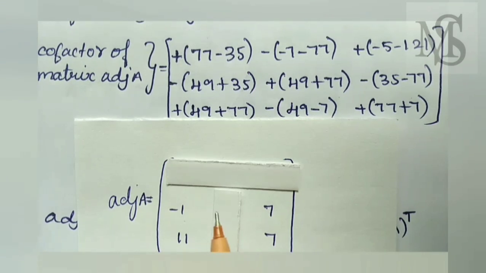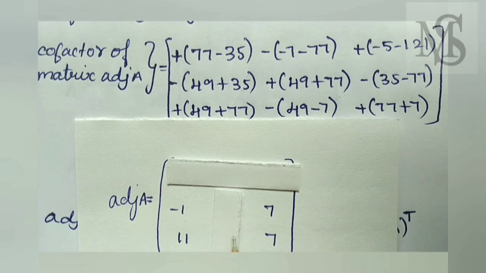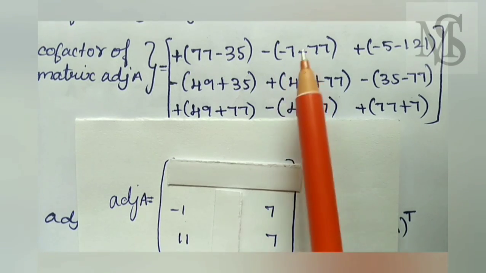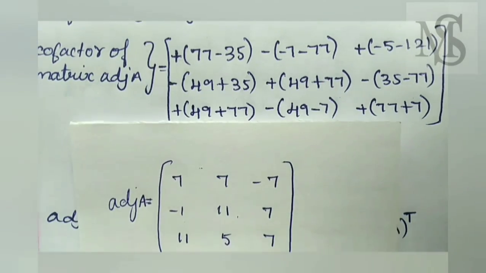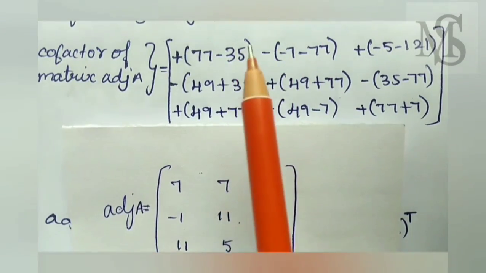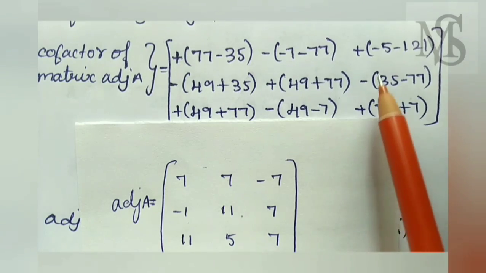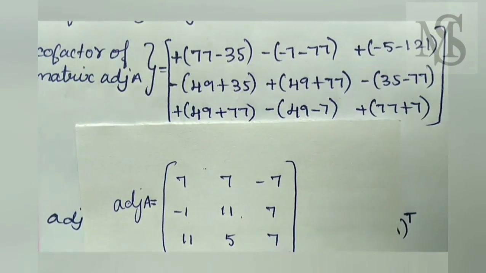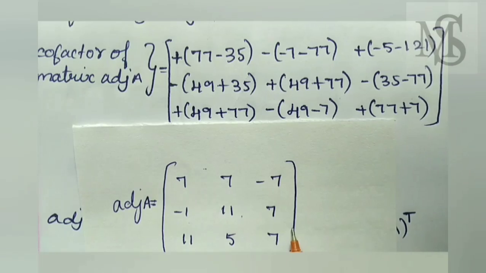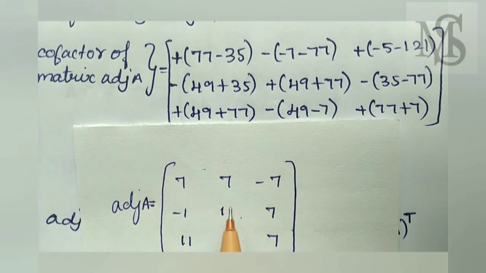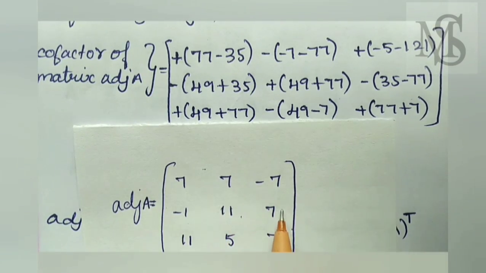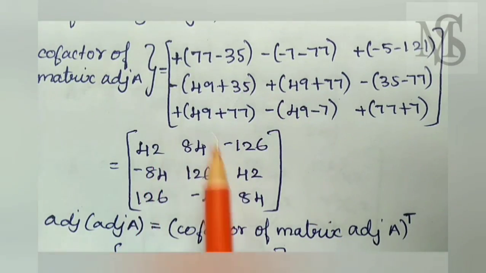In the second place, we hide the values in column 2 and row 1. The remaining values are cross multiplied and subtracted. Minus 1 into 7 is minus 7, minus 11 into 7 is minus 77. In the same way, we find the answers for every place. For example, if we are considering a place, we hide the row and the column of that place. By solving, we get the result like this.